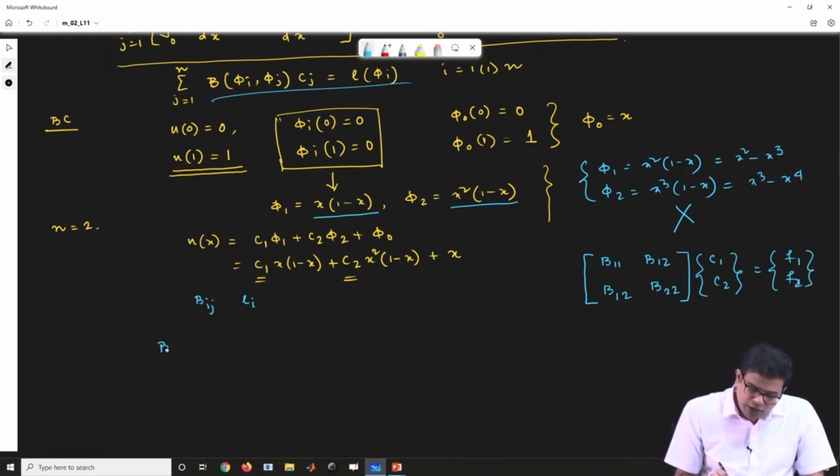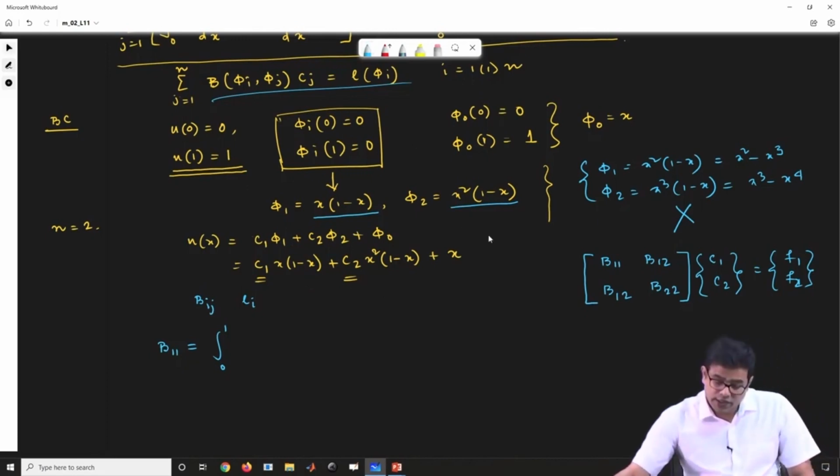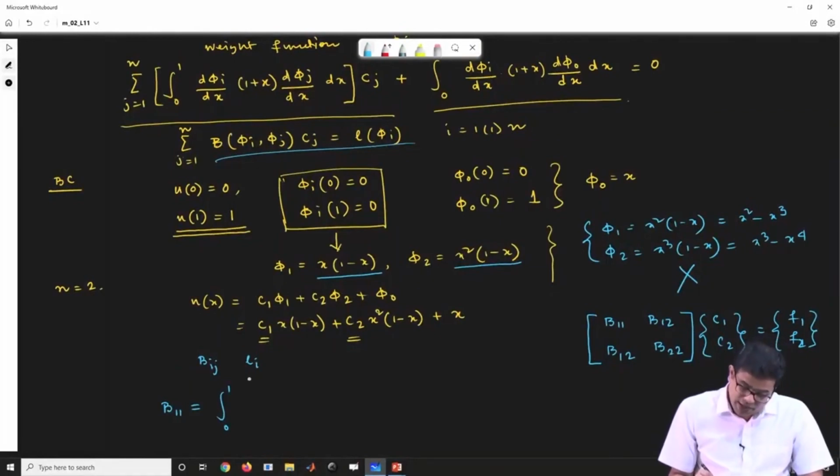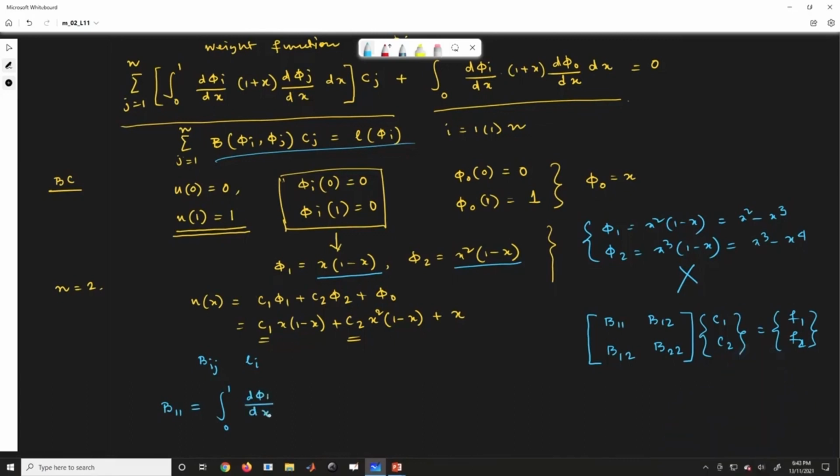So now how to find out this b11? Finding b11 is essentially the integral 0 to L. So first let us see what is my bilinear form. My bilinear form is this: d phi 1 dx into 1 plus x into d phi j dx, where j is 1 here, into dx. So this is my b11.